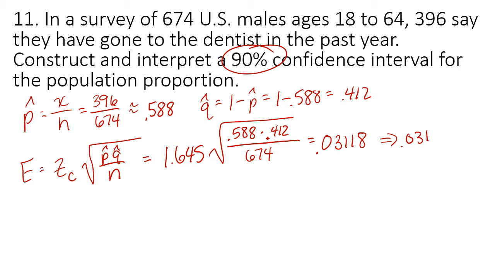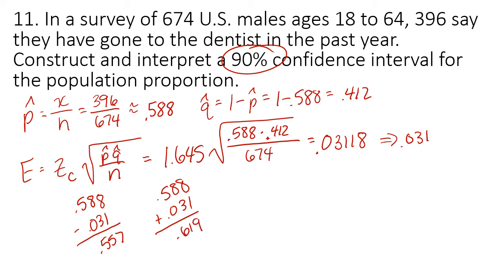So to get the confidence interval from the margin of error, we need to take the p-hat that was calculated, subtract out the value for our margin of error, and you get 0.557, and then we're going to add that number and get 0.619. So based on this, we can be 90% confident that of males between the ages of 18 and 64, roughly 55.7 to 61.9% say they have gone to the dentist in the last year.